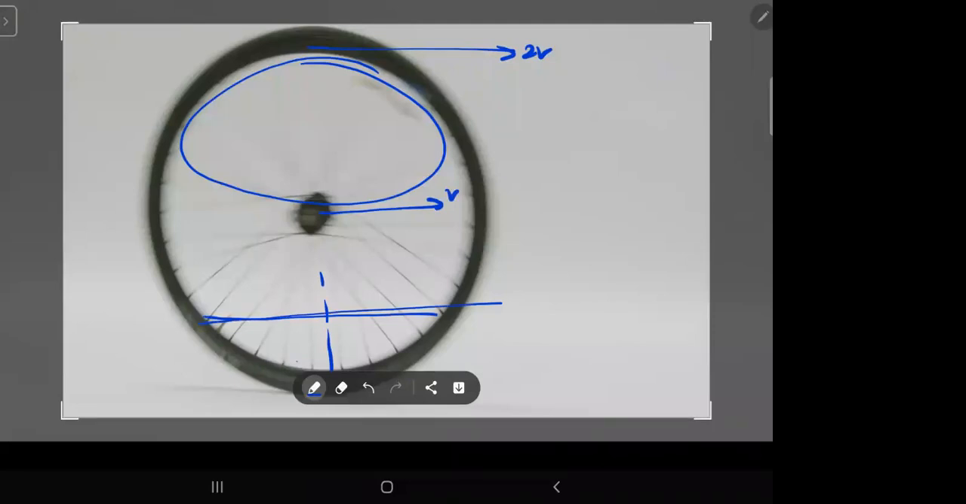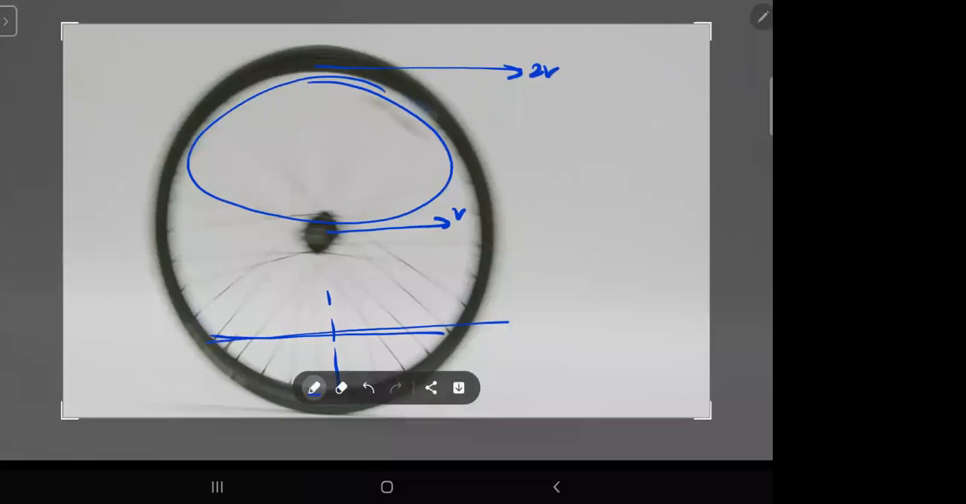Can you see how the image is? On the top it is blur. As you are coming down, the image becomes more clear, because this is going very fast. The faster you go, the more difficult it is for the camera to capture the photo.